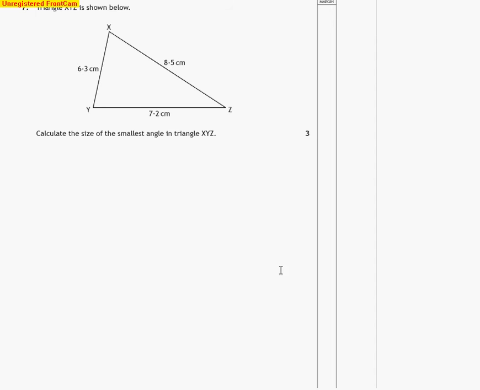Hey, question 7. So the paper's starting to ratchet up a little bit. We're starting to see a few more trickier questions coming in now, I think. A little bit of problem solving. Okay, so yeah, question 7.